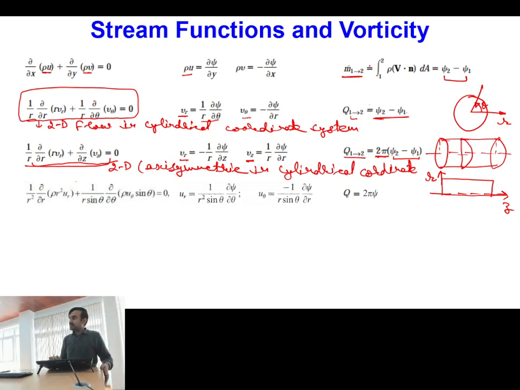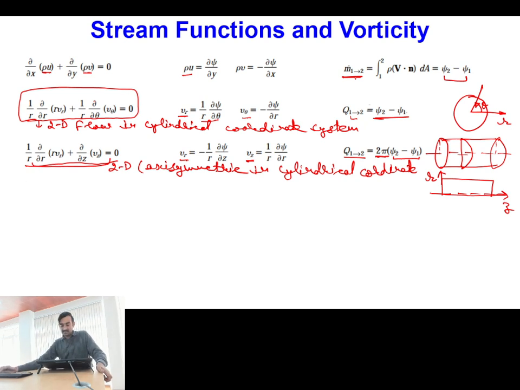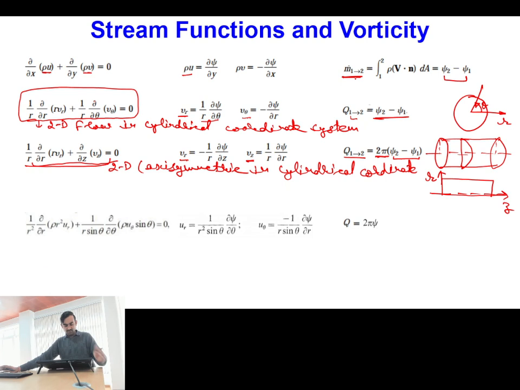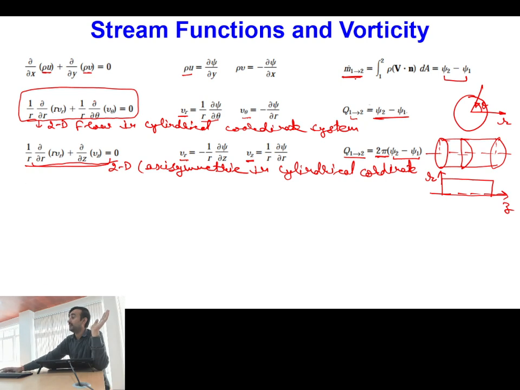So that's why the dimension of psi has changed because of this only. The difference of psi 2 minus psi 1 in this case is giving mass flow rate, and in the previous case it is giving volumetric flow rate. If you see the previous case, we are not at all concerned about what dimension psi has. We are only concerned about the use of psi in such a way that my continuity equation is inherently satisfied.